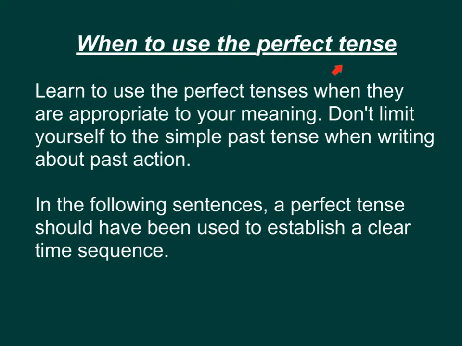When to use the perfect tense. Learn to use the perfect tenses when they are appropriate to your meaning. Don't limit yourself to the simple past tense when writing about past action. In the following sentence, a perfect tense should have been used to establish a clear time sequence.